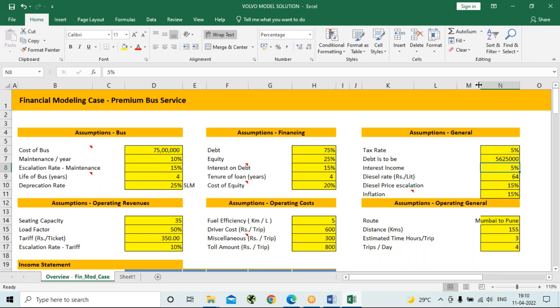Is everyone clear till here? Please type it as clear, or in case you are not clear with anything, please let me know what it is. Hope the screen is visible and you are able to see the values. Okay, thank you, Kavya.